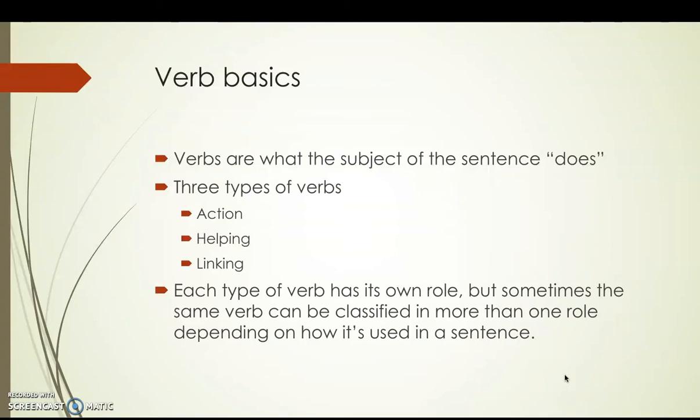Depending, though, on what the verb is doing, it might be classified as either an action verb or a linking verb, or a helping verb or a linking verb, depending on what type of sentence it is in. So is can be a helping or a linking verb. Smell can be an action or a linking verb, which we'll get to later.